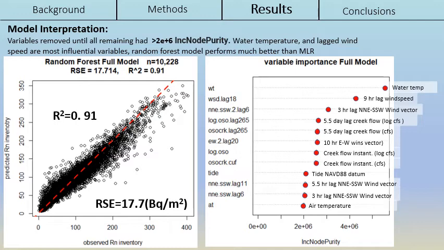The lagged wind speed of 9 hours is also the second most important variable in this model, followed by the north-northeast and south-southwest wind speed vector. And that conveniently is also the longshore, directly offshore and onshore wind direction for this study area. The Oso Creek and the tide and the air temperature also fit in there, and almost all the wind speed lag and wind speed vectors are out of the north-northeast and south-southwest.